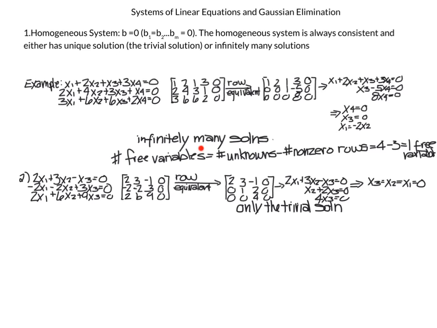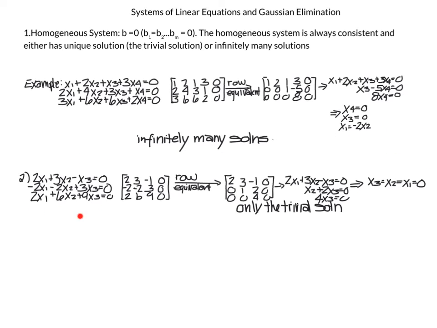Also remember, we were expecting free variables because the number of free variables is equal to the number of unknowns, in this case 4 variables or 4 unknowns, minus the number of non-zero rows. Here, when I say non-zero rows, we're talking about once you get it in echelon form. And there are 3 rows that are non-zero. So we're expecting 4 minus 3 is equal to 1 free variable.